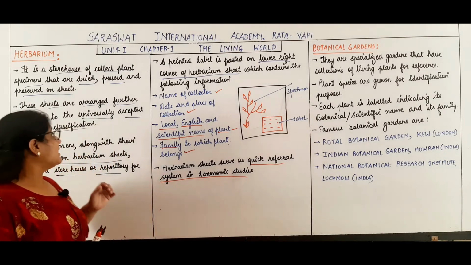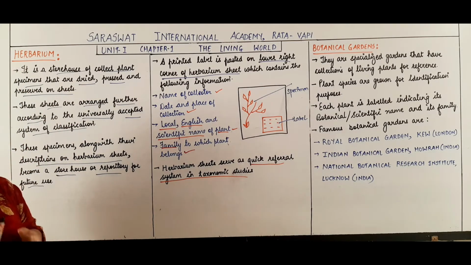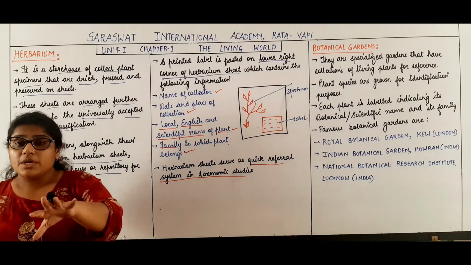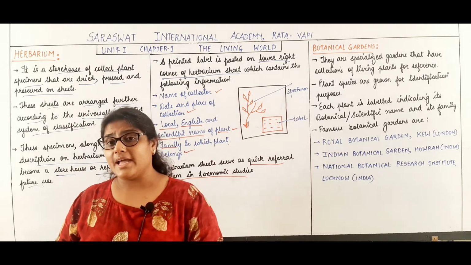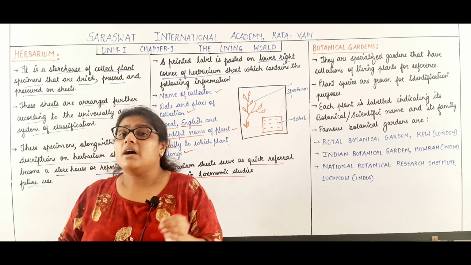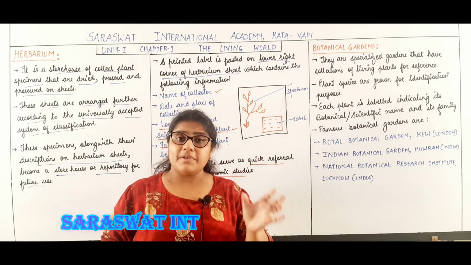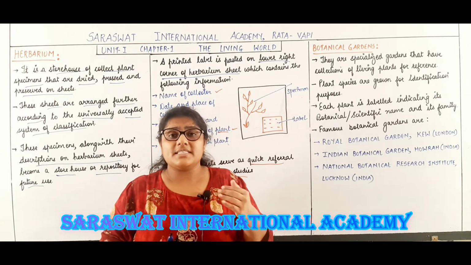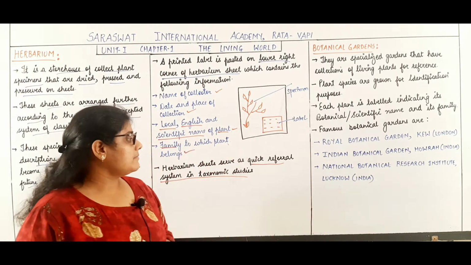So, this is regarding the first taxonomical aid, the herbarium, which is a storehouse of collected plant specimens which are dried, pressed and preserved on sheets. How are they mounted on the sheets? They are mounted with the help of glue or an adhesive. Finally, this prepared sheet will be arranged according to an accepted method of classification, and there will be a printed label containing certain information on the lower right side of the herbarium sheet.